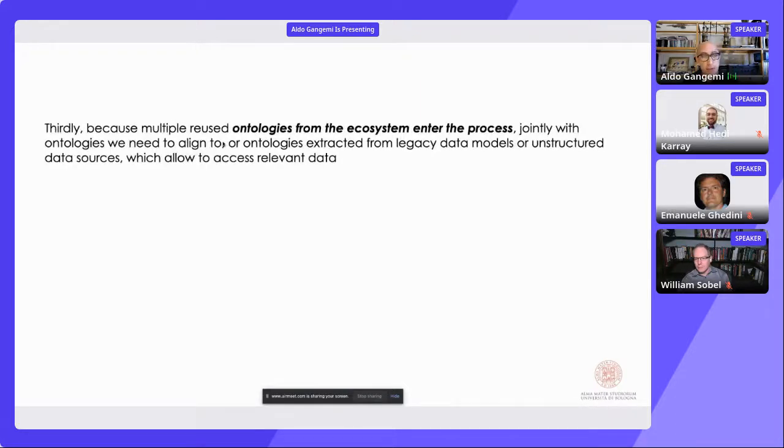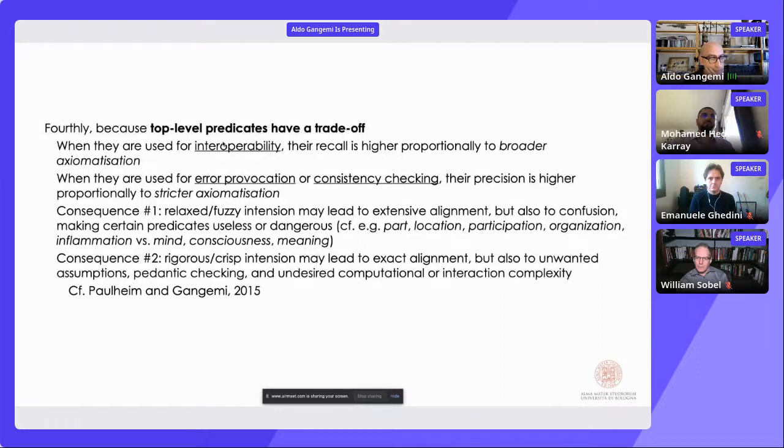And the third reason is that we have multiple reused ontologies from the ecosystem of ontologies that we want to consider jointly with the ontology that we need to align to, or extracted from legacy data models, or structured data sources, for example, from text. This will become pretty messy and more complicated, because this actually allows access to relevant data. In a realistic project, this is very important. So I will make some examples, but let me conclude with the fourth one, which is that the top-level predicates have a trade-off.